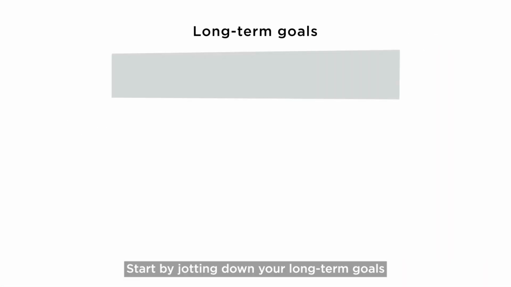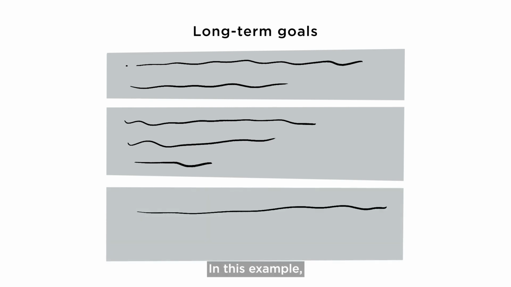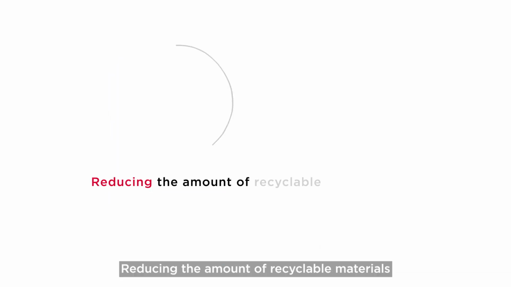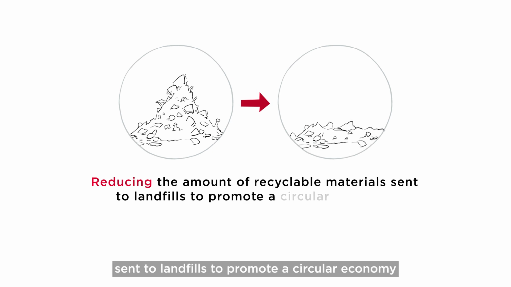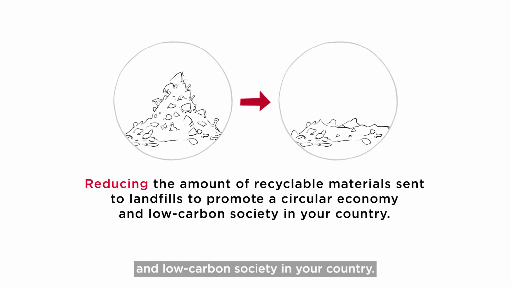Start by jotting down your long-term goals in one or more short bullet points. In this example, your goal could be reducing the amount of recyclable material sent to landfills to promote a circular economy and low-carbon society in your country.